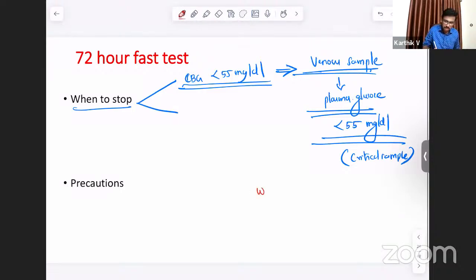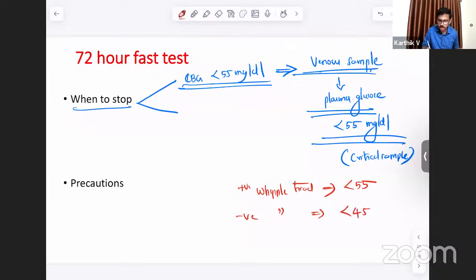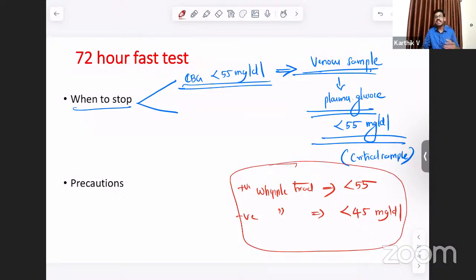And again, the guideline mentioned one more point. If the patient had a positive Whipple triad, you can stop the fast when the blood glucose is less than 55. But if the Whipple triad is not satisfied from history, then you should continue till the blood glucose falls to less than 45 milligram per deciliter. But this is some sort of a risky game, because the patient can have significant neuroglycopenic symptoms when the blood glucose level falls below 50.